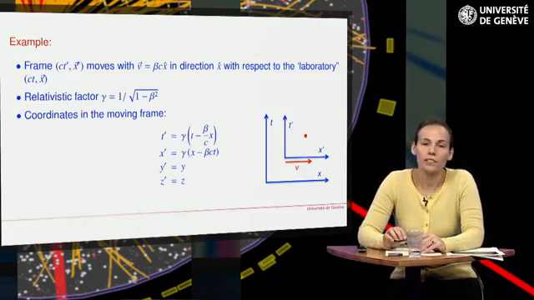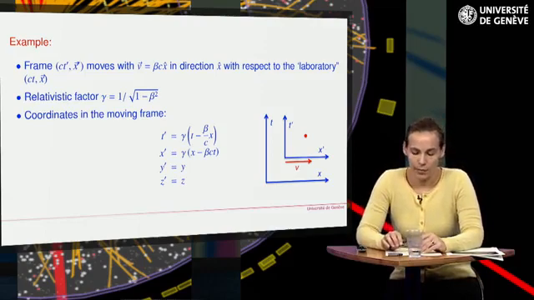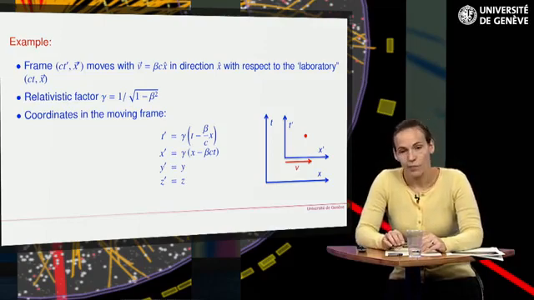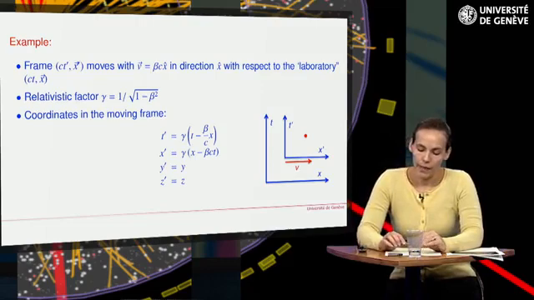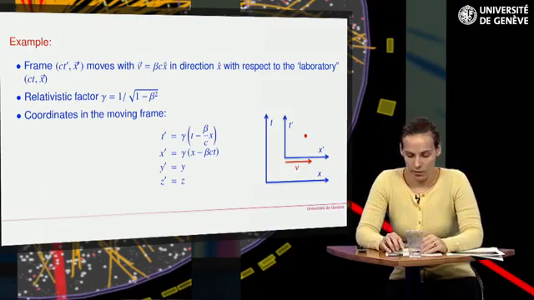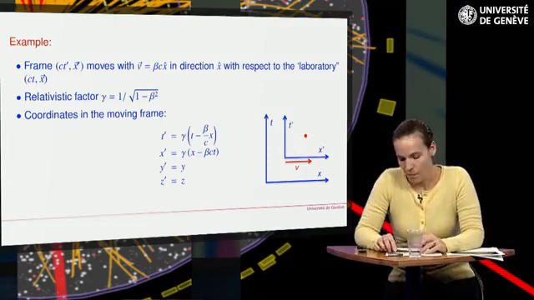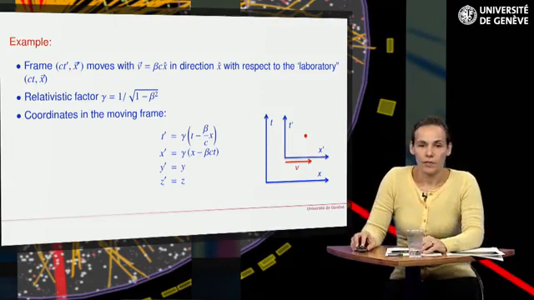In the non-relativistic limit, that is beta much less than 1 and gamma approaching 1, the Lorentz transformation reproduces the Galilean transformation, where t' is simply equal to t and x' is simply equal to x minus v times t.